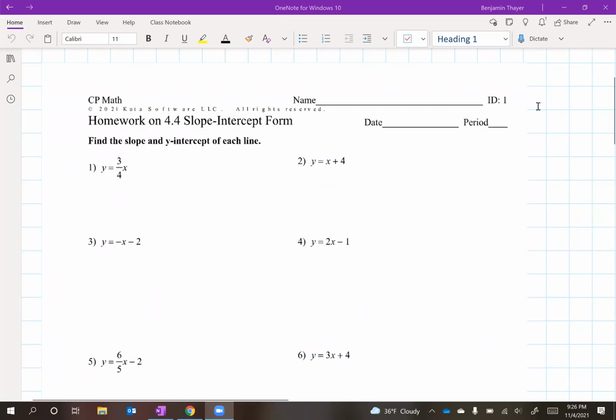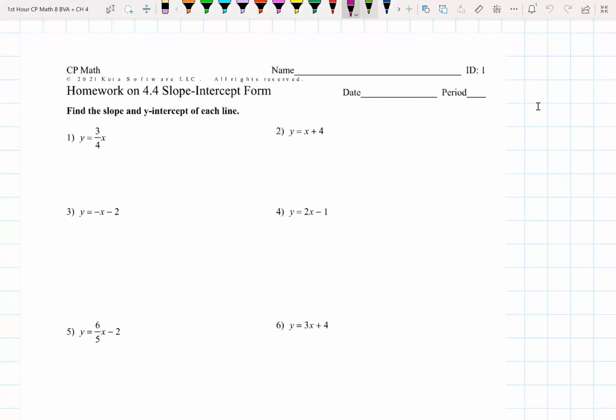I thought I'd do a little review of the homework with you so you can check over your work and hopefully get any questions you have answered by watching this video. So let's take a look. In the first set of questions, we're to find the slope and y-intercept of each line. Remember, slope-intercept form and where the slope and y-intercept are located.